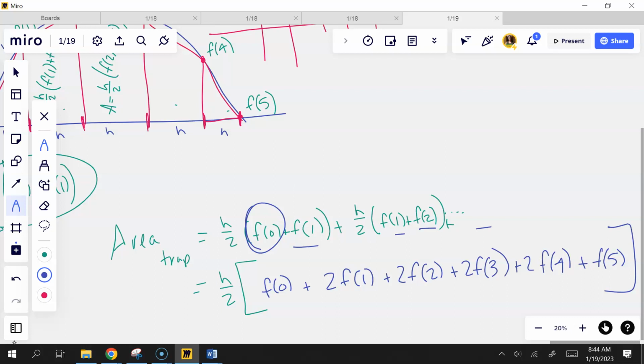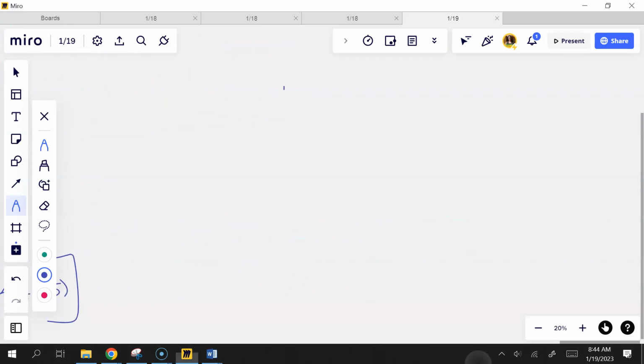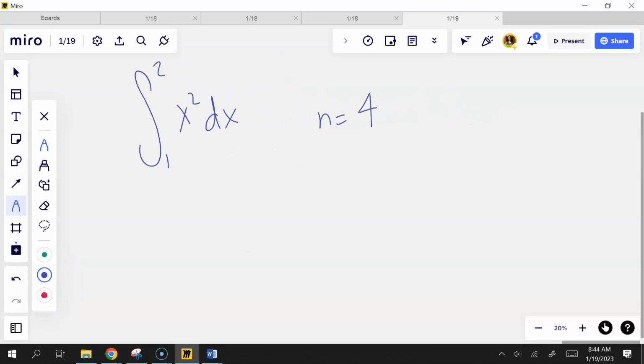Okay, and that's how we're going to use it. So let me show you an example, and then I think it'll make a lot more sense. Let's use the trapezoid rule to estimate the area from 1 to 2 of x squared dx, and let n be 4. Most of the time, you're going to do the trap rule with a table of values, and it's going to be a lot easier than this. But just so you see what's going on.